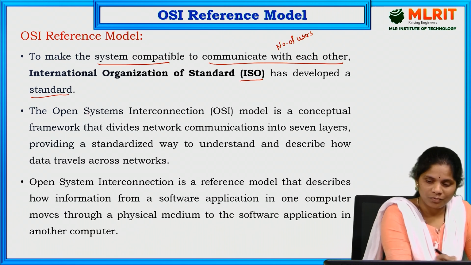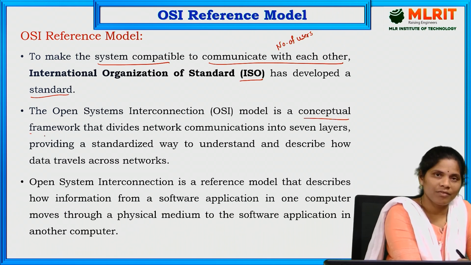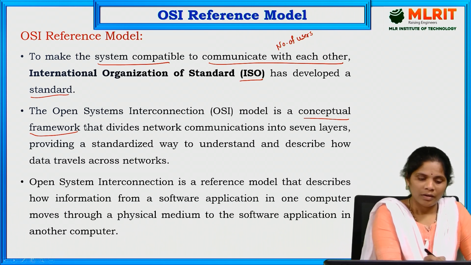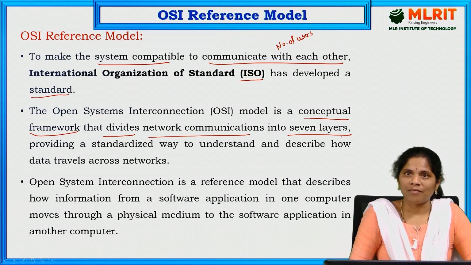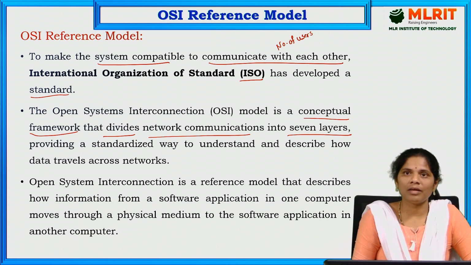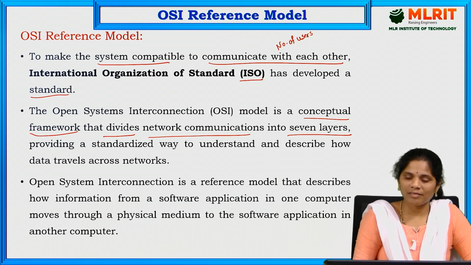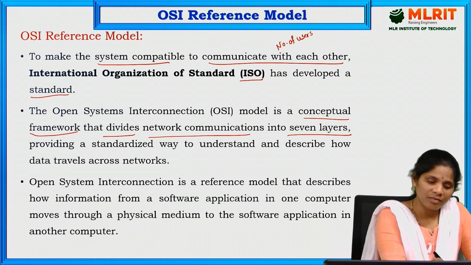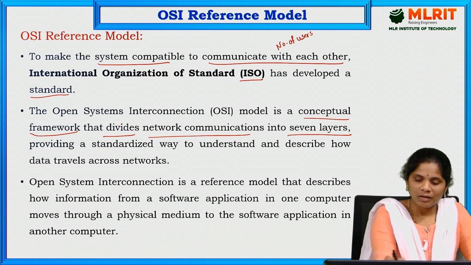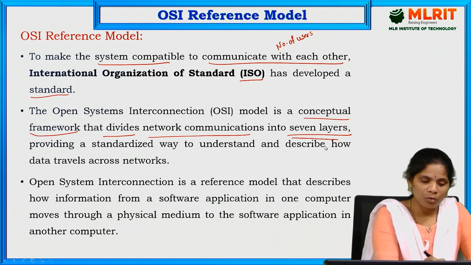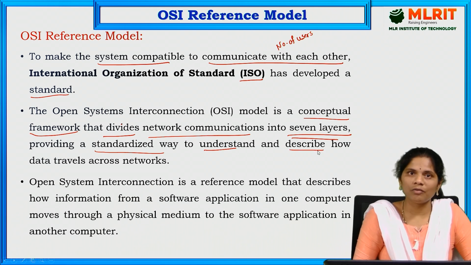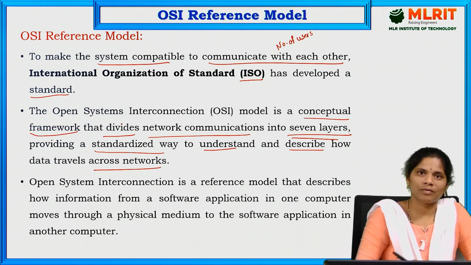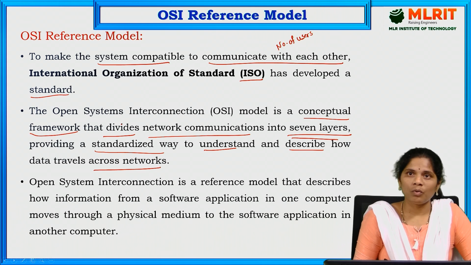This OSI reference model is mainly a conceptual framework. It divides the network communication into these 7 layers: application layer, presentation layer, network layer, data link layer, and so on. Whatever communication is going between the devices is divided into these 7 different layers. It also provides a standard way to understand and describe how the data travels across the network. That is the main aim of the OSI reference model.